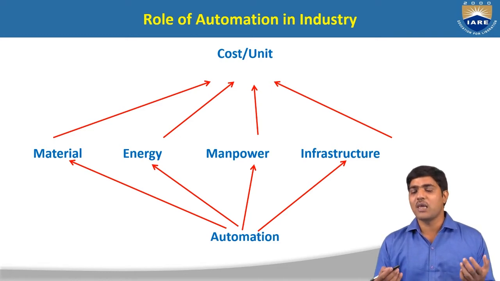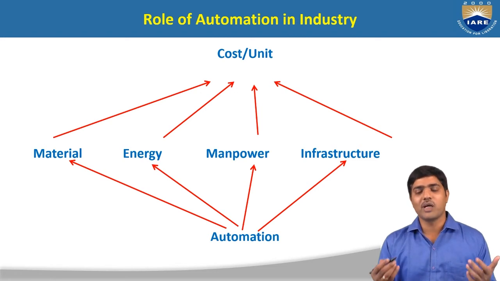By utilizing the same material, you can create more and more products with the available material. So if you are utilizing this particular material in a perfect manner, the cost per unit is going to reduce somehow. Then energy. Energy is also a very important aspect.